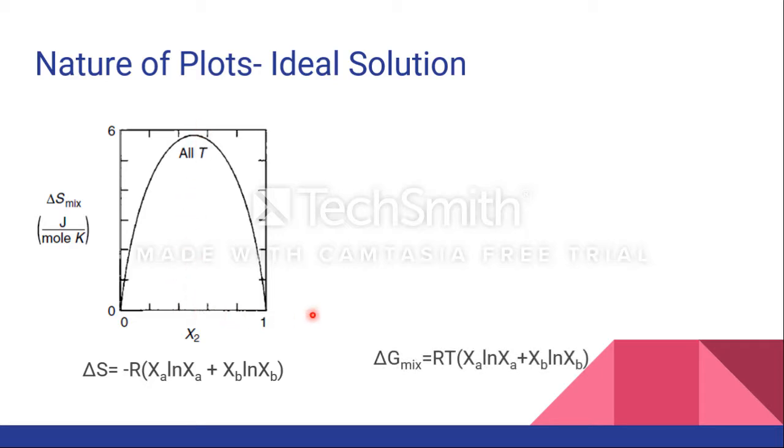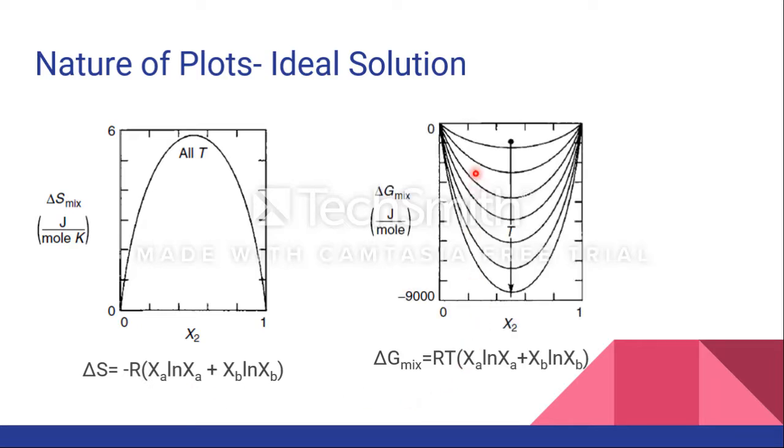And now let's start plotting the delta G of mixing. That is nothing but the delta S of mixing multiplied by the temperature, and therefore you can see that it scales with the temperature. And you can also see that delta G is always negative for an ideal solution. So this tells us that a solution is always favored when you have A and B components in the mixture.